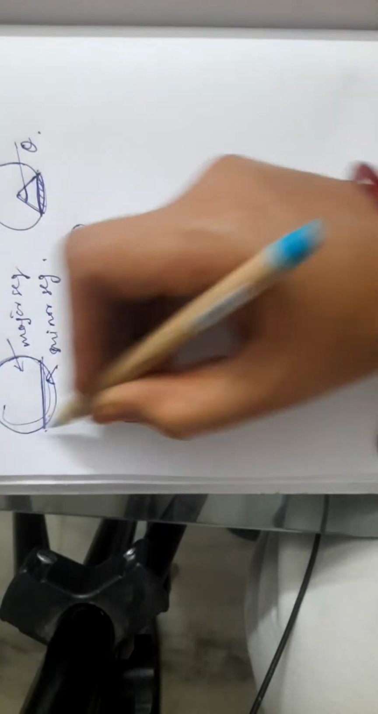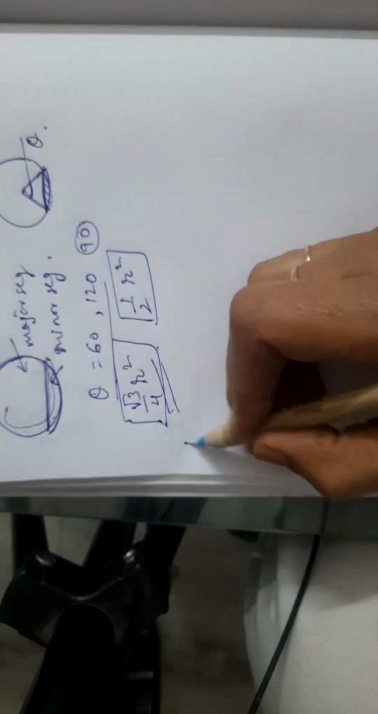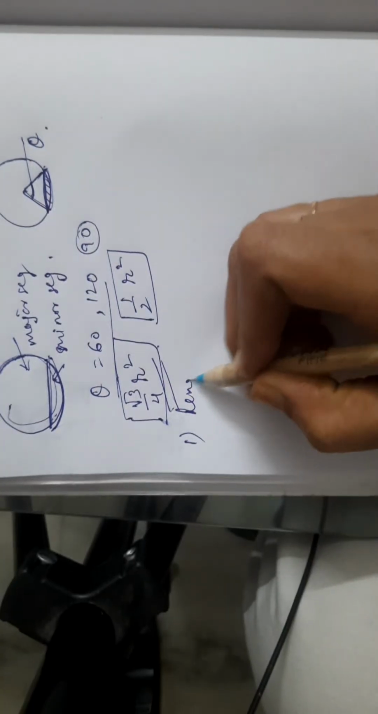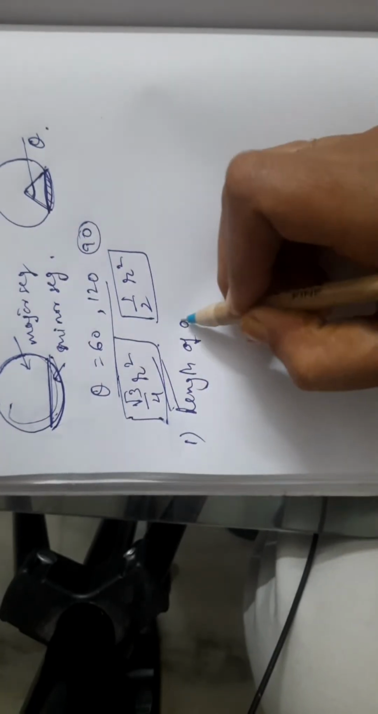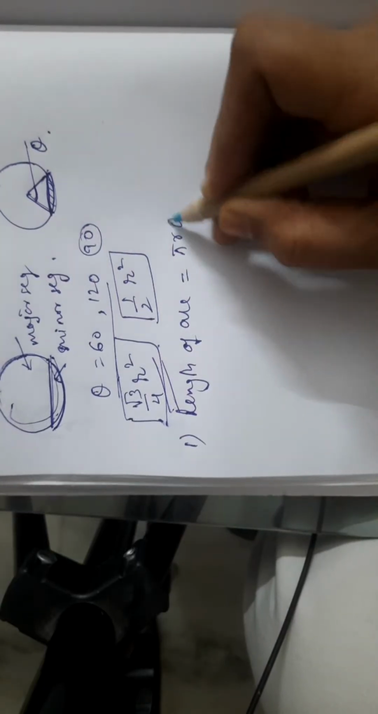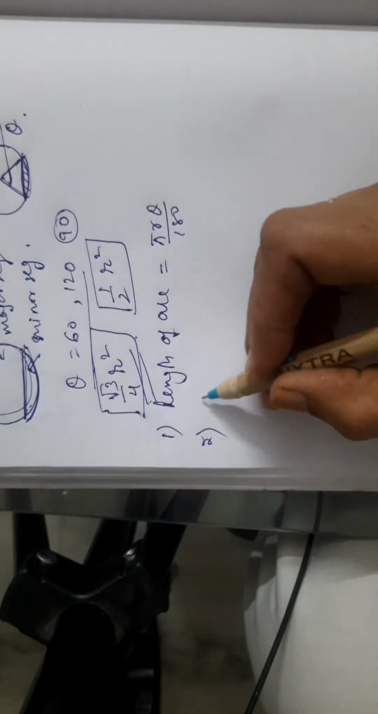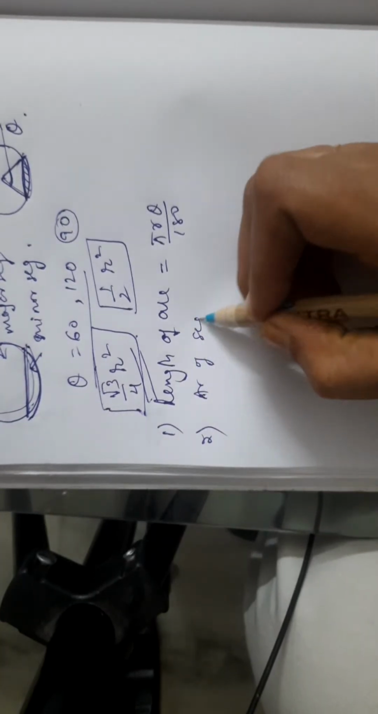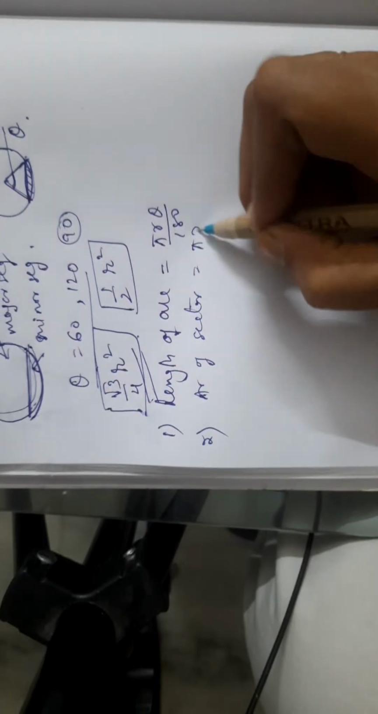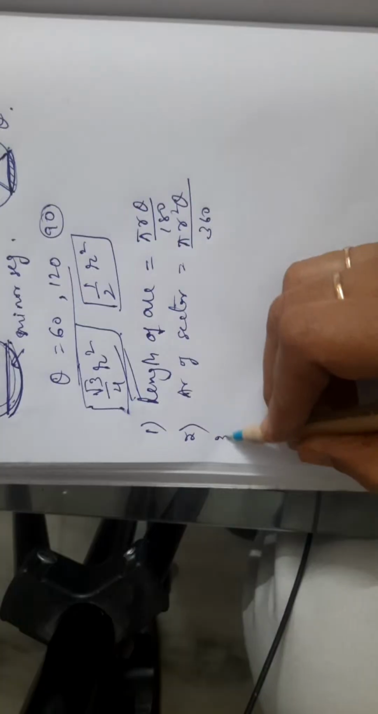Now the next one. An arc is a part of the circle which is on the circumference. The first formula is the length of arc. Generally they ask this question in MCQ. It's pi r theta by 180. Second formula, area of sector. It's pi r square theta by 360.